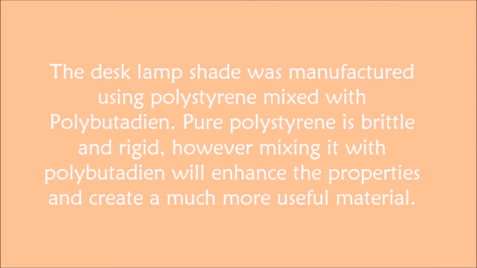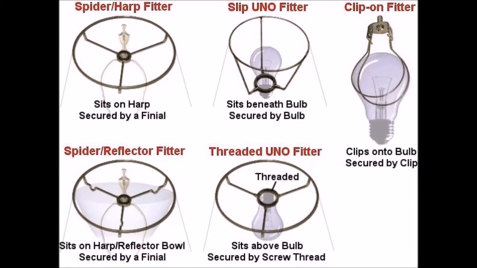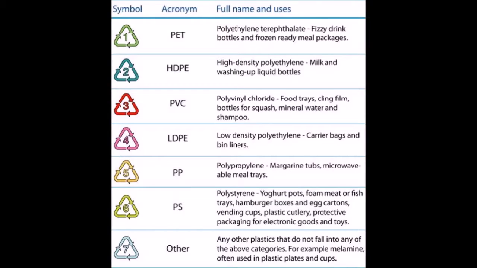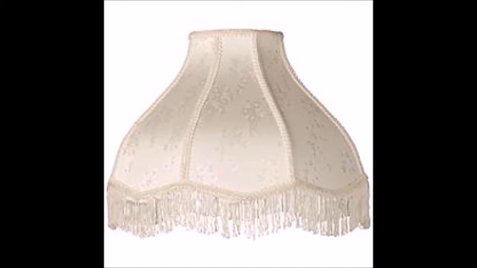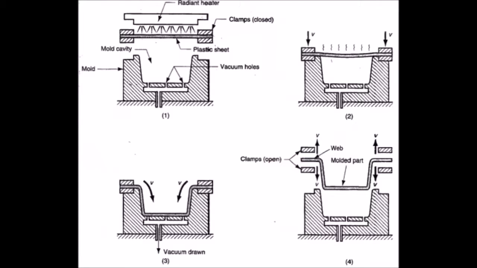The dust lamp shade was manufactured using polystyrene mixed with polypropylene. Pure polystyrene is brittle and rigid. However, mixing it with polypropylene will enhance the properties and create a much more useful material. The shade of the dust lamp was manufactured using the vacuum forming process. Vacuum forming is a simplified version of thermoforming, whereby a sheet of plastic is heated to a forming temperature, stretched onto a single surface mold, and forced against the mold by a vacuum.